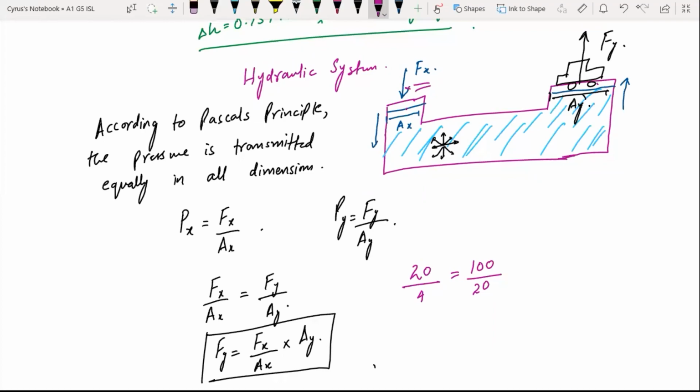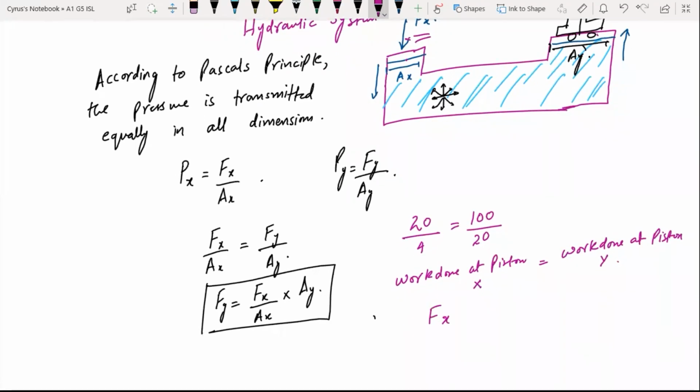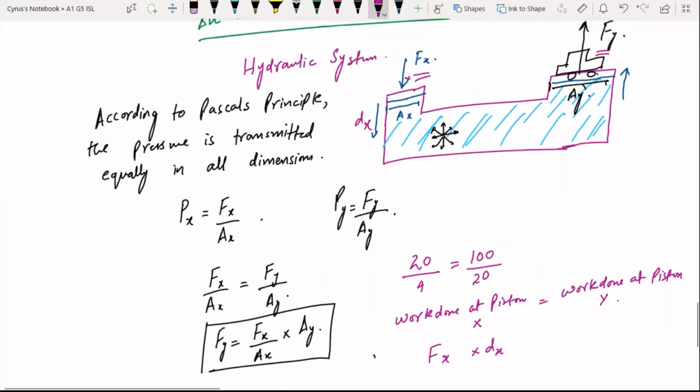So if we talk about work done in accordance with the law of conservation of energy, work done at piston X must be equal to work done at piston Y. So you can write here Fx into dx, because this is the distance here, is equal to Fy into dy.